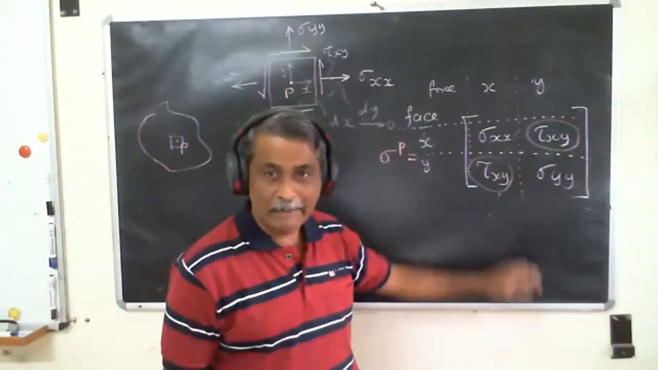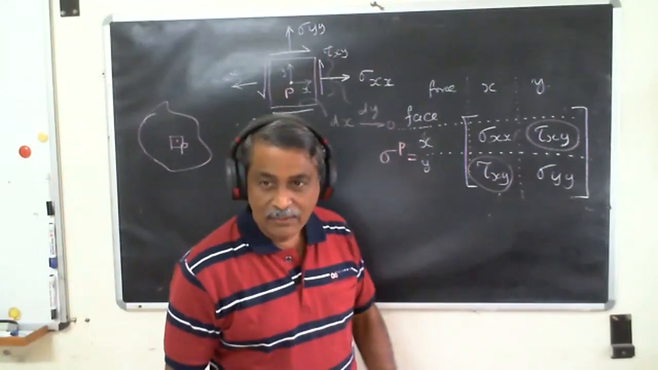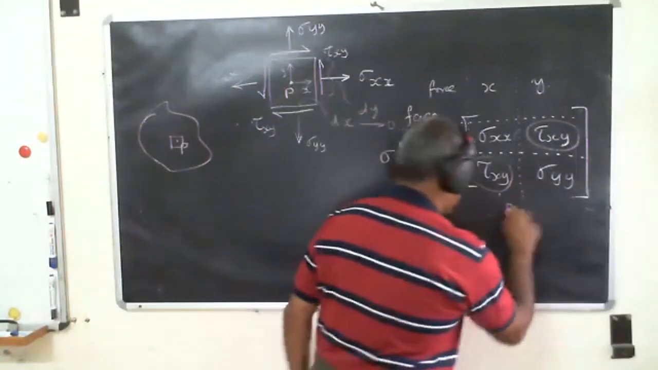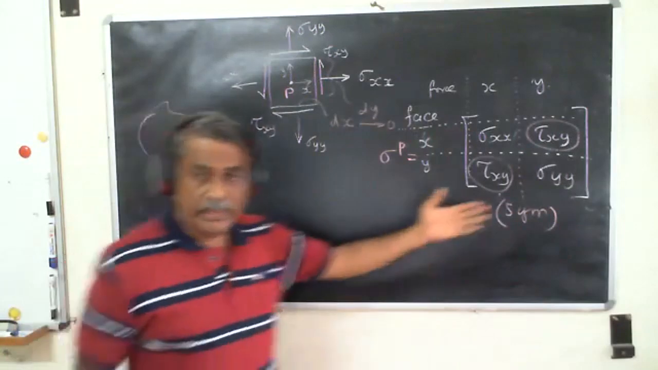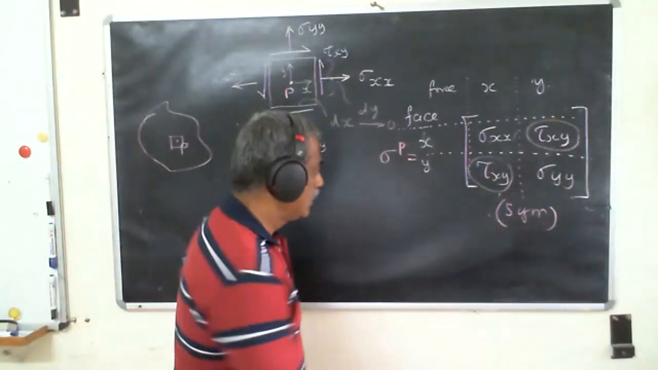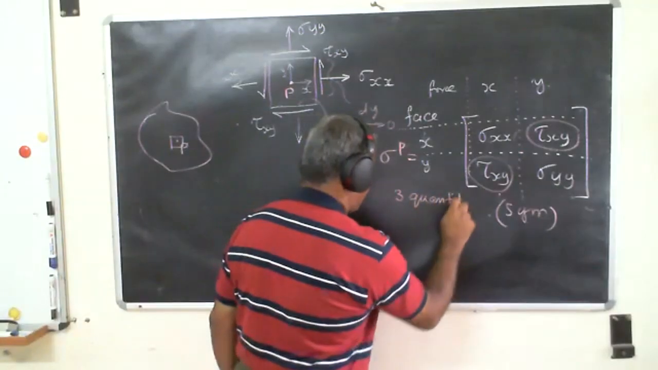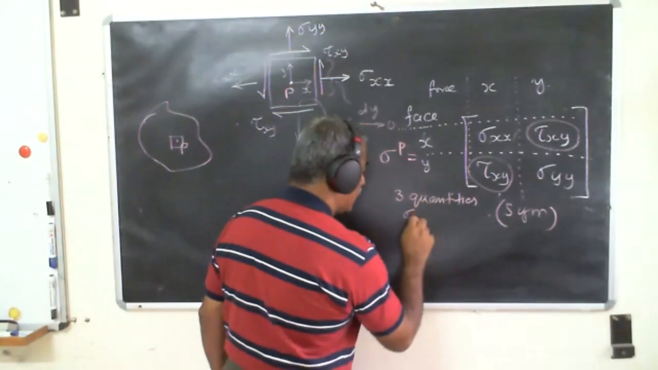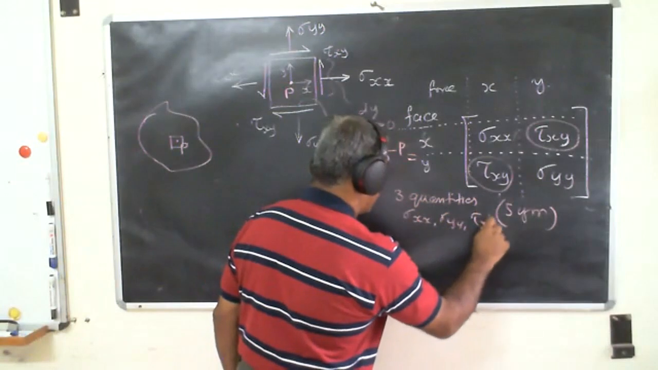This matrix is symmetric, correct? Okay. All right. And how many quantities do we have here which are distinct? There are three quantities that are distinct. Okay. Three quantities: sigma x, sigma y, and tau xy. Okay.